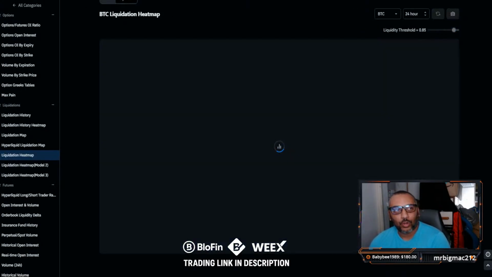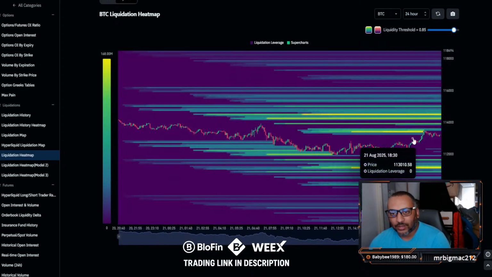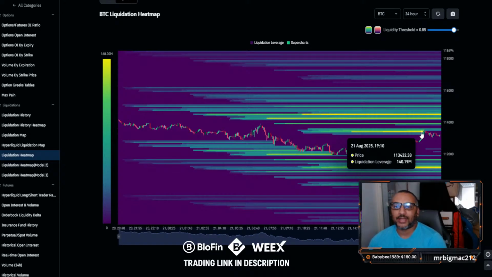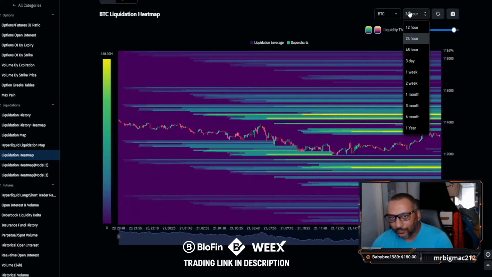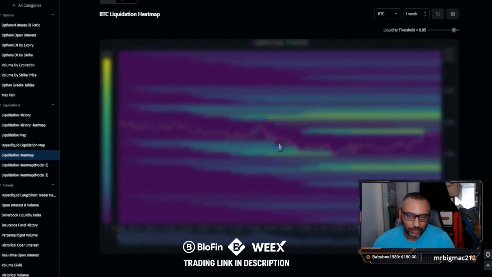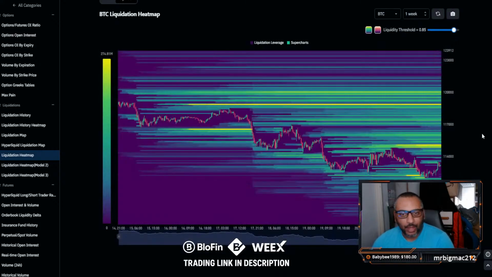Let's check out the liquidation heat map. Let's see what we're working with here. On the 24-hour time frame, they're already starting to take out some of the shorts. 140 million already taken out. We do have a lot of liquidity to the upside, which kind of coincides with the idea of we could go up overnight. So we're looking for that Asia-UK pump.